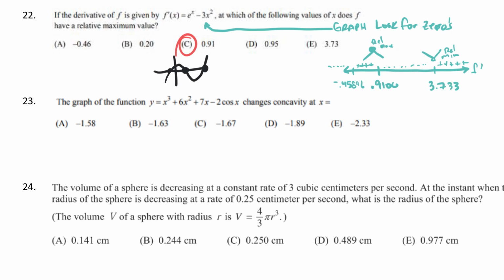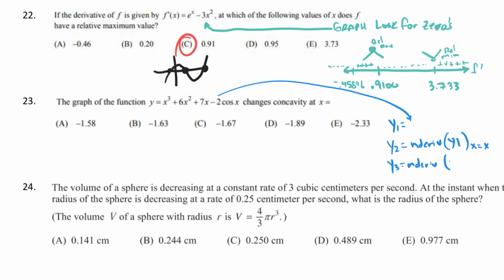Hold on, let me change my pen color. y1, put in the equation, okay, right there. y2 would be n derivative of that at x equals x, and then y3, or in this case, you would just put at y1, right? And y3 would be n derivative of y2 at x equals x. And you're looking for where it changes concavity. In this case, we need to find the zero.